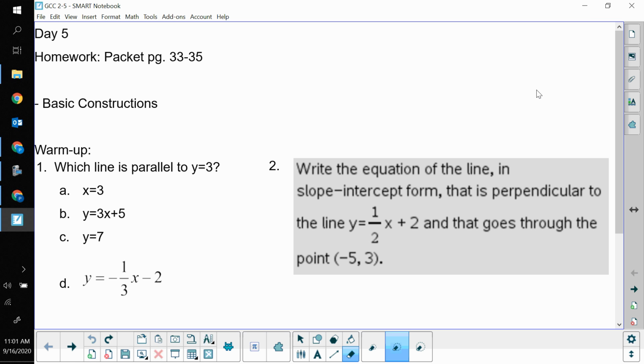We are going to be using our compasses today, so you will need your compass. We'll also need a straight edge. Often people just use the side of their calculator cover, but if you would like a different straight edge, you can.